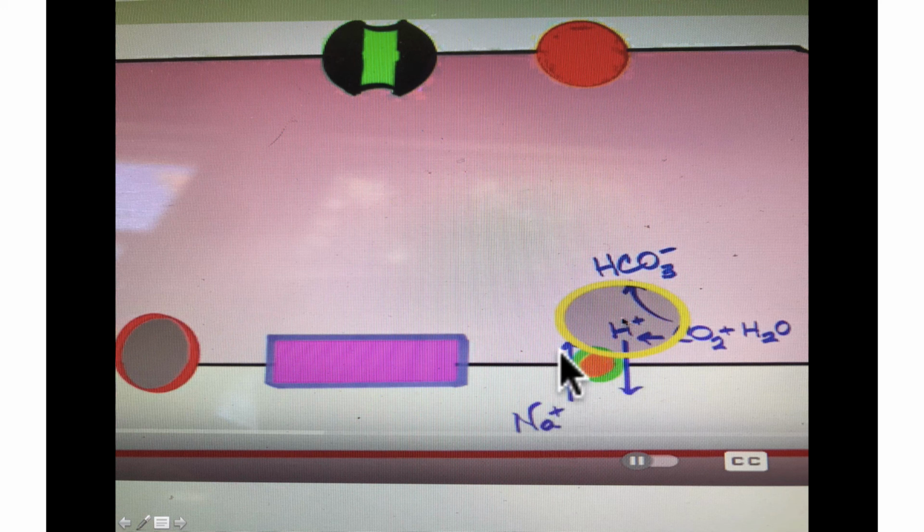Sodium is moving into the cell down its gradient, because since the first day of class we've always suggested there's a much lower concentration of sodium inside of cells than outside of the cells. Moving down its gradient is going to create kinetic energy, and that energy is going to be utilized to pump hydrogen out of the cell against its gradient.